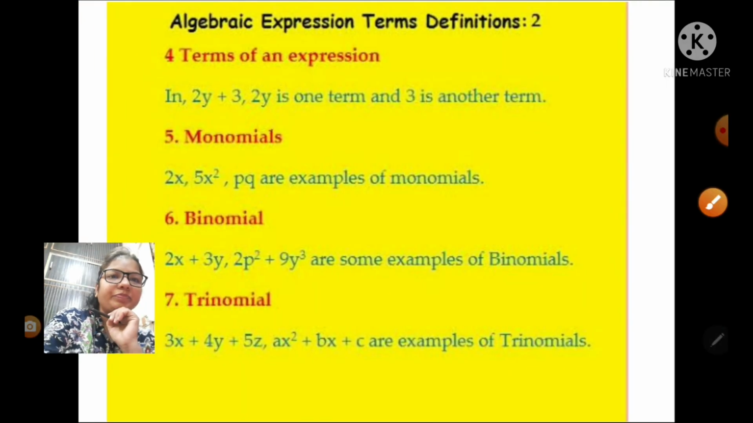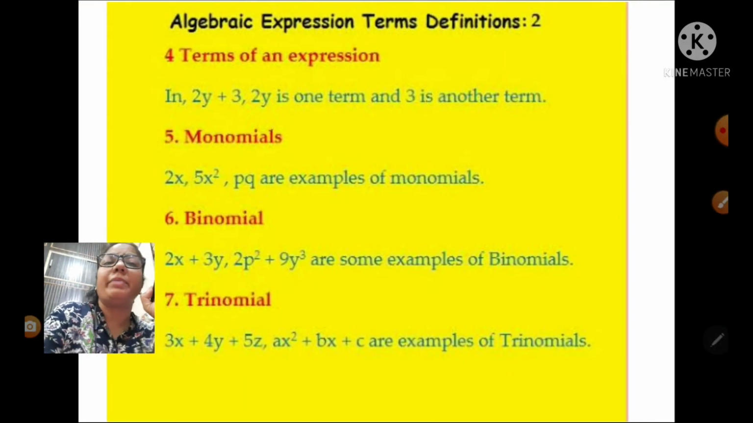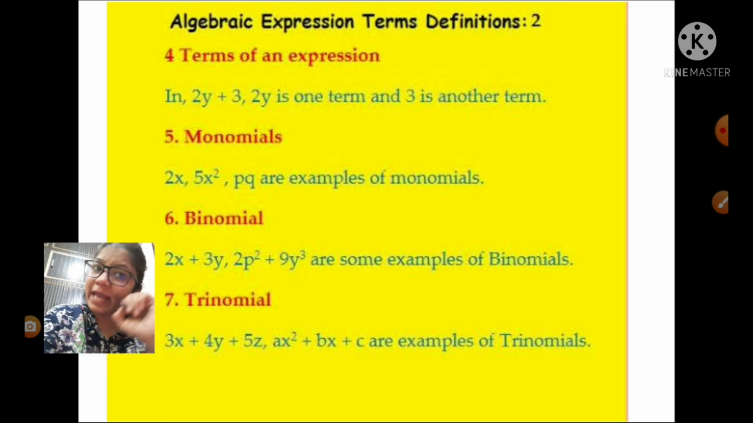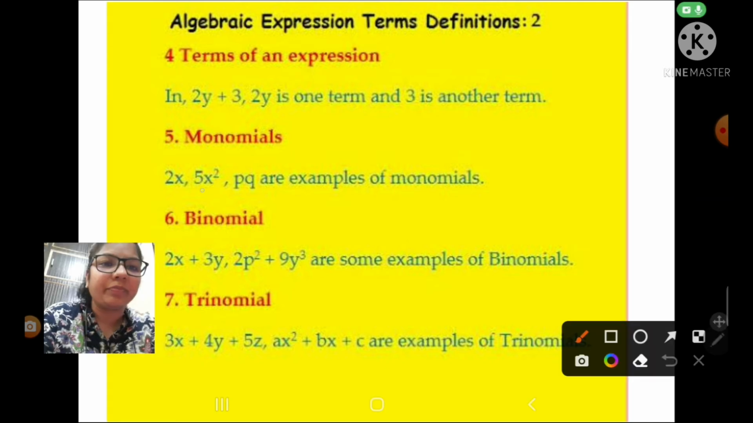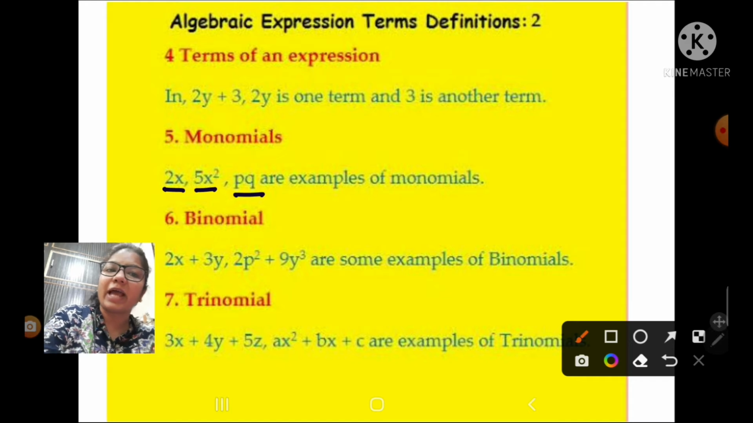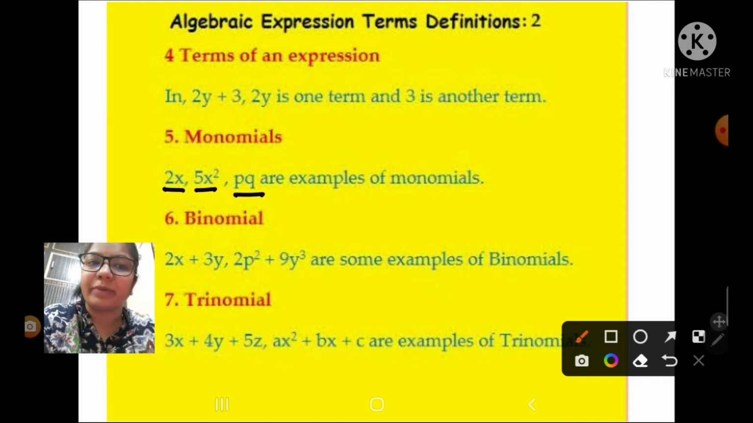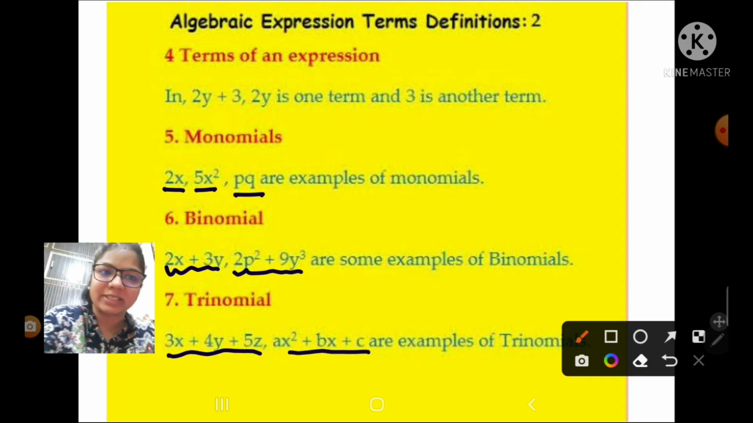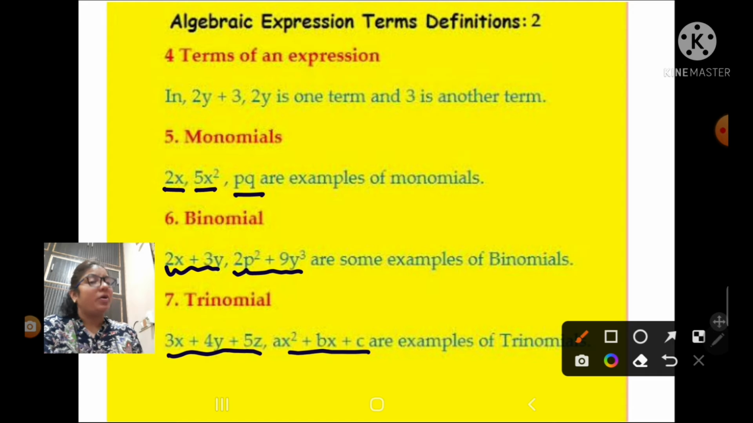Next, we will talk about classification on the basis of number of terms. If in any expression the number of terms is 1, you can see here 2x, 5x square, pq. Single terms we have, so we call them monomial. If the number of terms is 2, we call them binomial. If the number of terms is 3, you can see here, we call them trinomial. So easy it is. We have learned about the term.